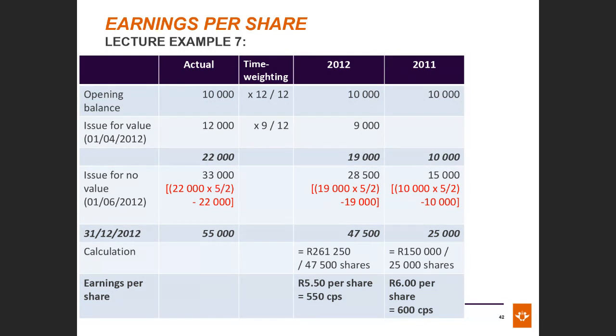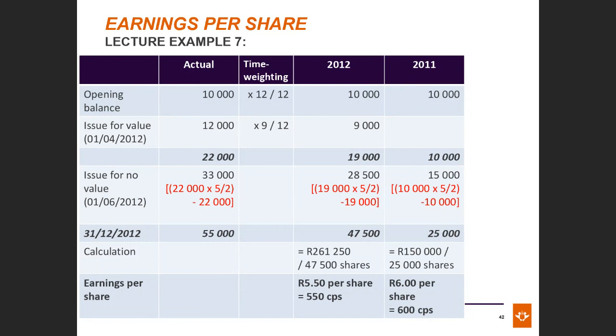So for 9 months, we had increased our earnings potential. So what number do we need to include in our weighted average number of shares? We need to weight this 12,000 and say, well, we had these 12,000 shares for 9 months out of the 12 months. So therefore, the weighted average number of shares is going to be 9,000.